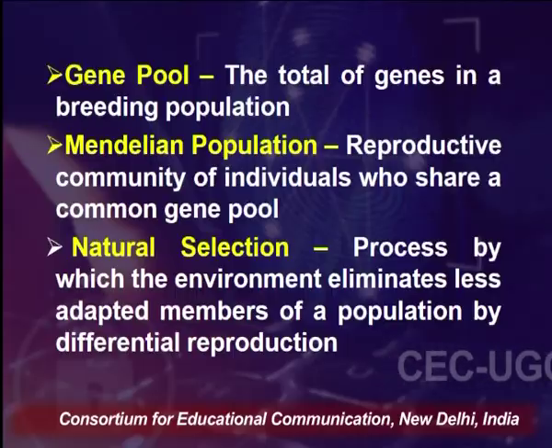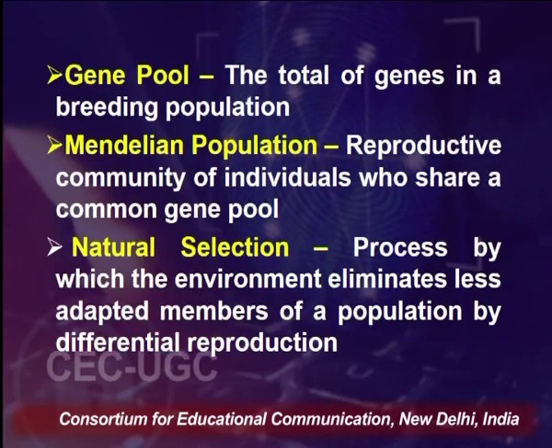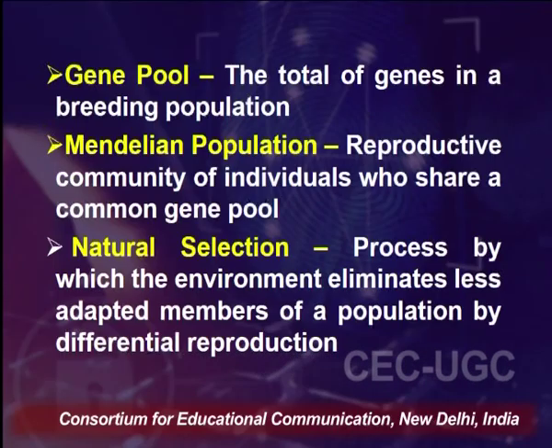So, the reproductive community of individuals who share a common gene pool. Gene pool is the total of genes in a breeding population. Whenever we study any Mendelian population, we always go for a specific community or a specific caste, because the gene pool they share is common. The Mendelian population follows the laws of Hardy-Weinberg equilibrium, that the allele frequency will remain 1 if we look for various alleles in that particular population.